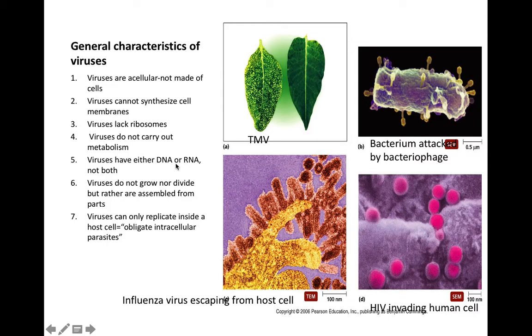In contrast, the DNA viruses usually have lower mutation rates because we know that DNA polymerase, which makes DNA, can proofread, it can edit. So the DNA viruses have lower mutation rates than the RNA viruses.